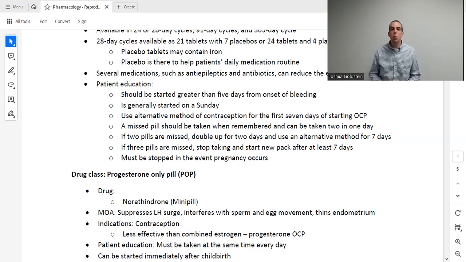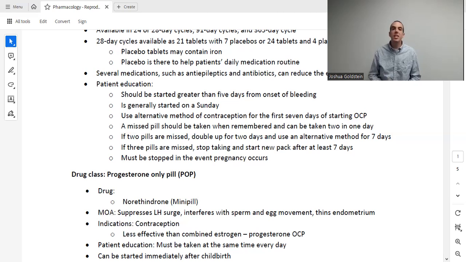If a patient misses one pill, they should just take it whenever they remember and then continue on. If they completely forgot for the whole day, they should take 2 the next day and then continue forward. If a patient misses 2 days of doses, they should double up for the next 2 days, but they also need to use an alternative method of contraception for at least the next 7 days.